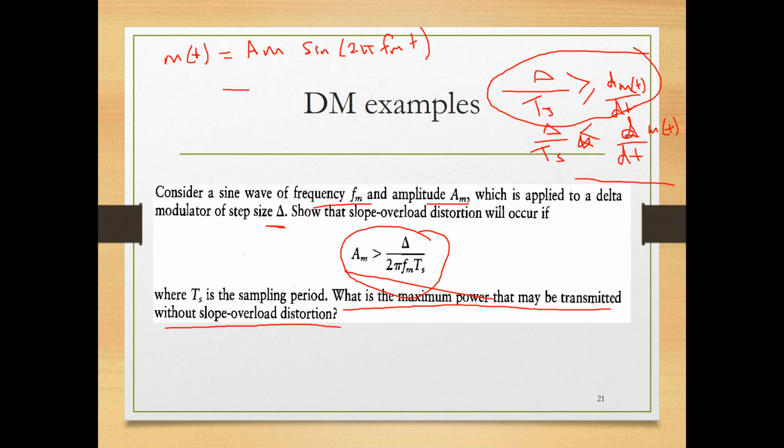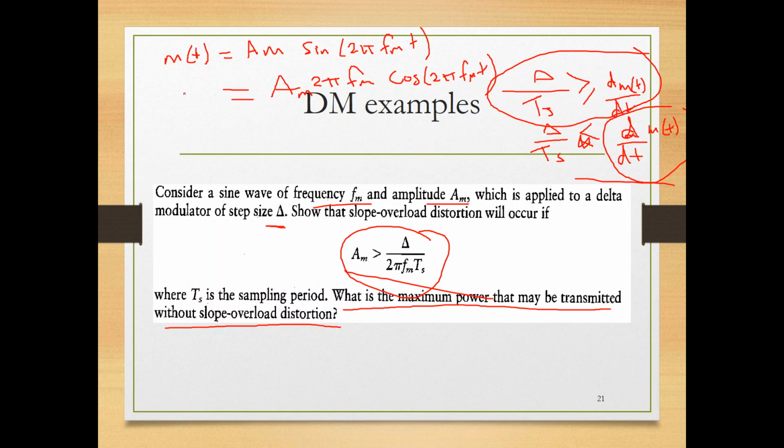So what's the derivative here? Am 2π fm cosine 2π fm t. Great, up until now. This is this side. This is this side.